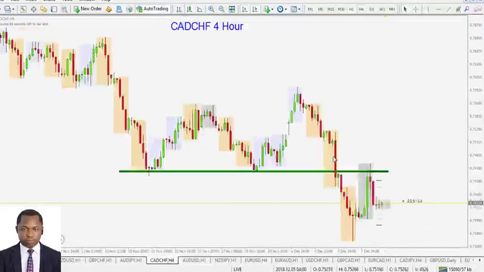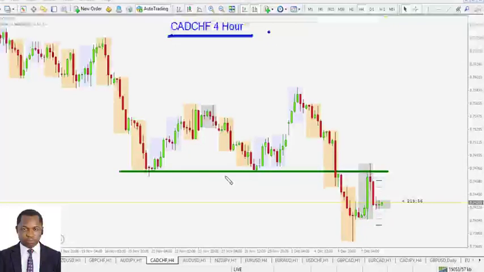All right, next one, Canadian dollar against the Swiss franc. I was actually following this on Friday, but I was late to that bounce that happened around that level of resistance. I was too late.